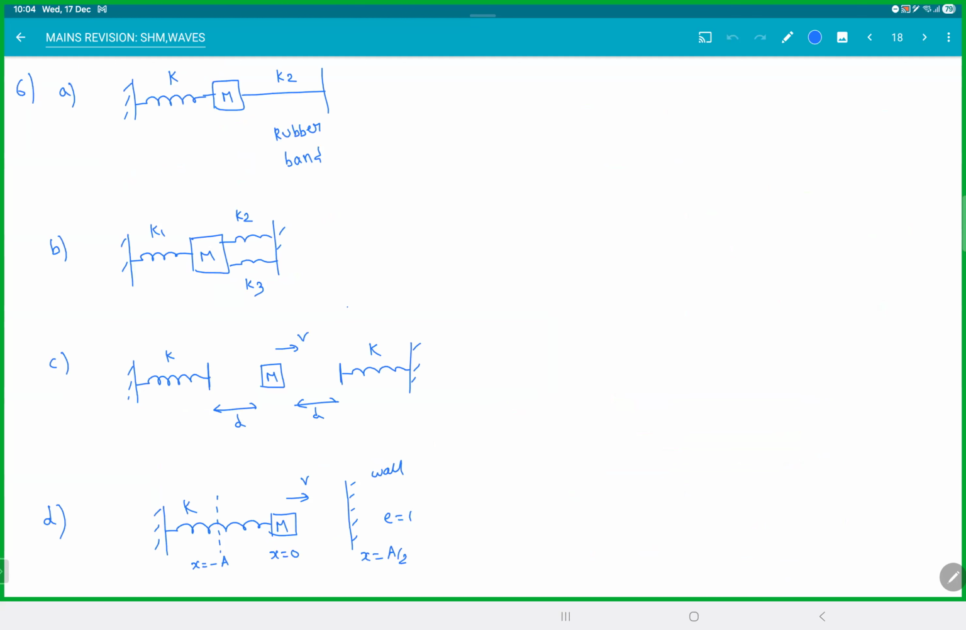We have a block M. There is a spring here, K1, K2. One side is a rubber band, one side is a spring. Find the time period of oscillations. 3 springs, time period. 2 springs with a distance between them. Spring and a block and a wall. E is equal to 1. Find the time period of oscillations. Let's finish off. Sixth one is the last question.